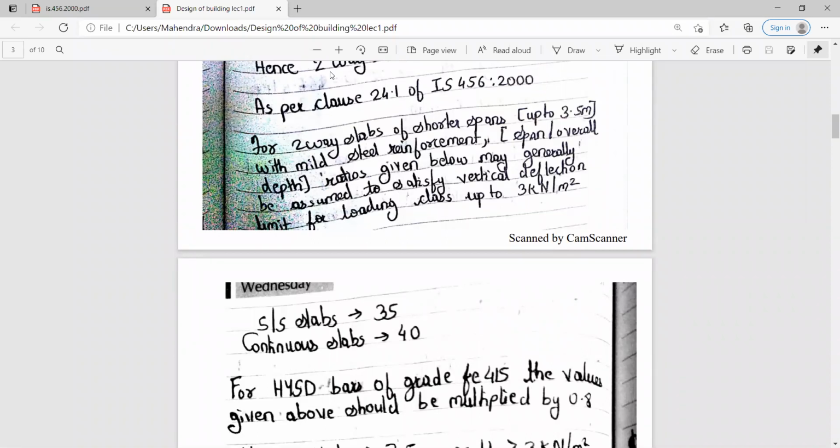For the shorter span, that is up to 3.5 meter, the span to overall depth ratio, with vertical deflection limited for a minimum of 3 kilonewton per meter square, the ratio for simply supported slab will be 35 and for continuous slab will be 40. We are going to design for the simply supported slab only. And for high strength deformed bars, you have to multiply the above value by 0.8.